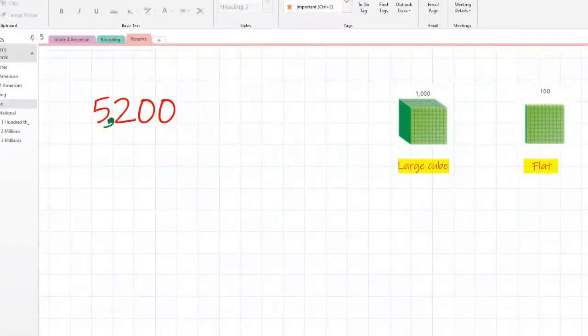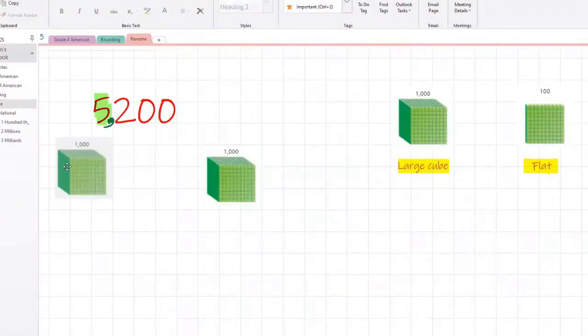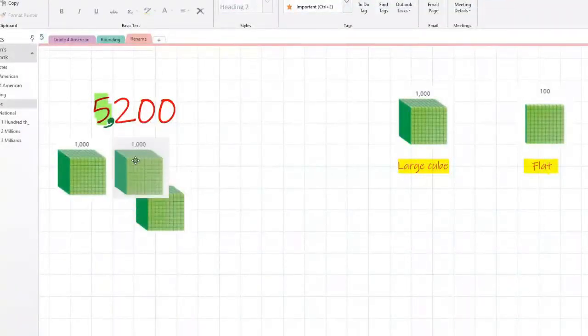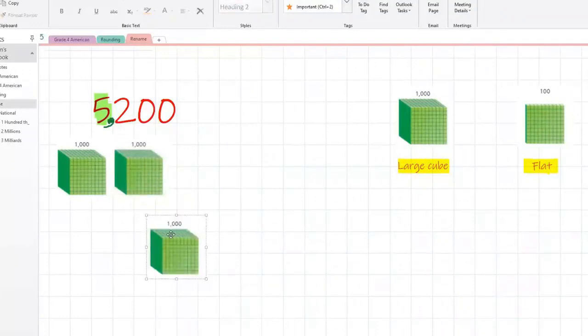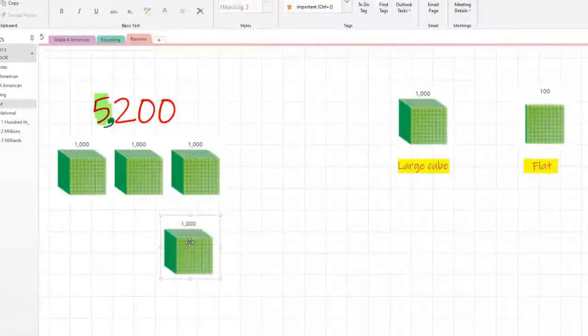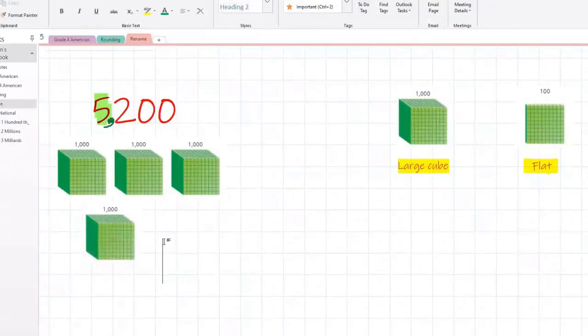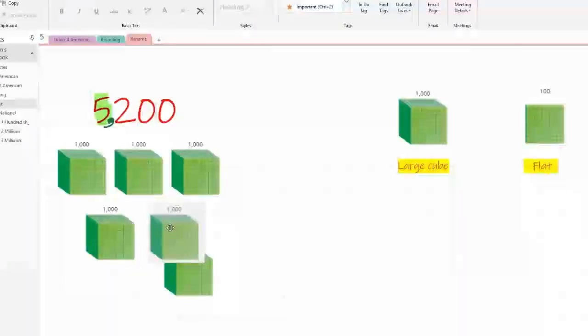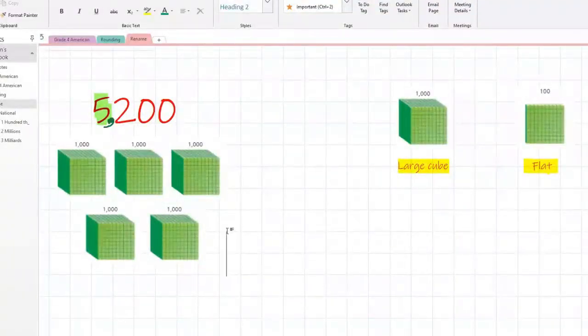What is the digit in thousand place? So for 5000, how many large cubes are we going to use? 5 large cubes. Okay, let's use it. So this is the first one, this is the second one, this is the third one. So we have 3000 here. We want 5000. So we have here the fourth one and the fifth one. So now we have 5000.